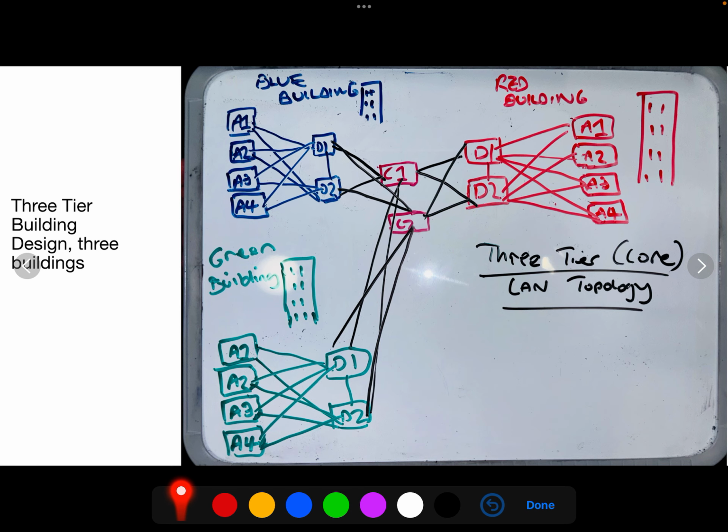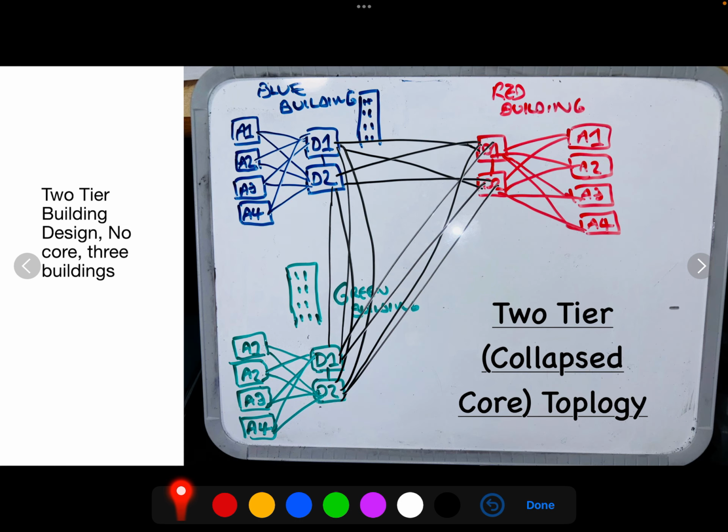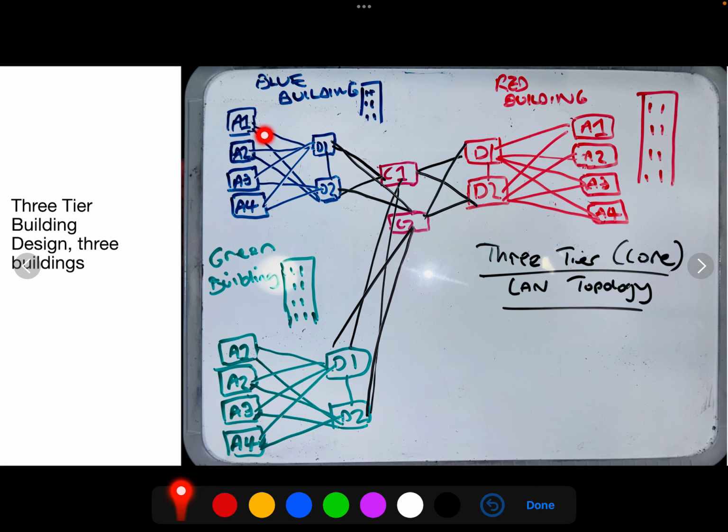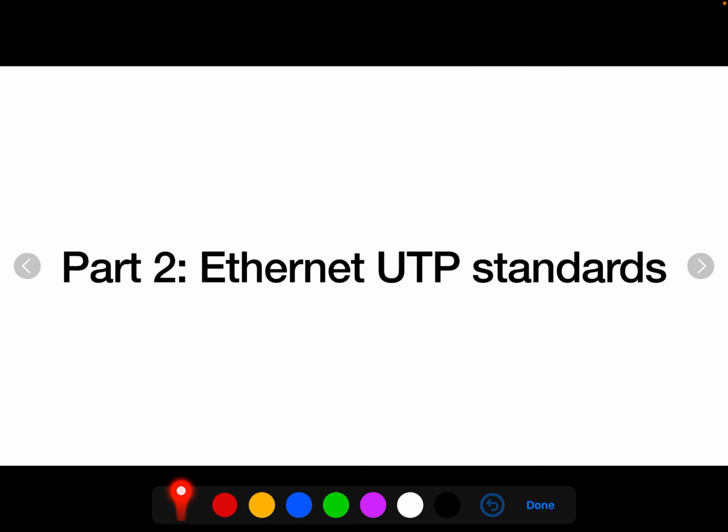Now, if you look at this, this is the 3-tier core topology. You can see there are 2 core switches now. Like the previous example, the access switches and the distribution switches are all connected to each other. There are 2 links coming out of each access switch to the distribution switches in the respective buildings. But then the distribution switches are now connected to the core switches, so there's connectivity between the distribution and the core switches. The core switch doesn't connect to the access switches directly. It connects through the distribution switches, which are connected to the access switches. So that's your 3-tier core LAN topology.